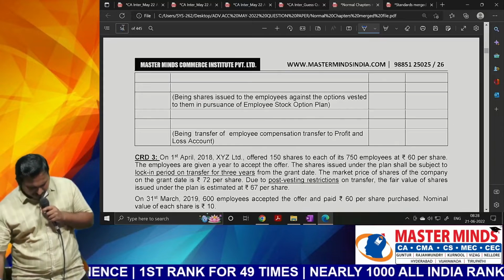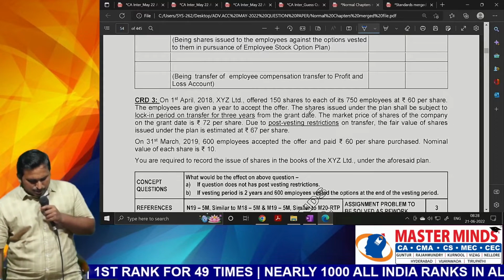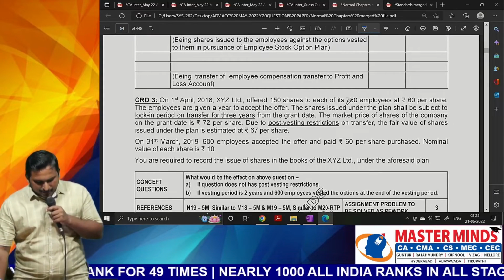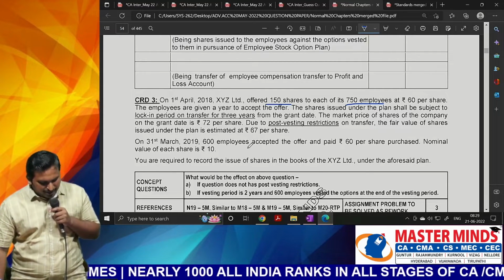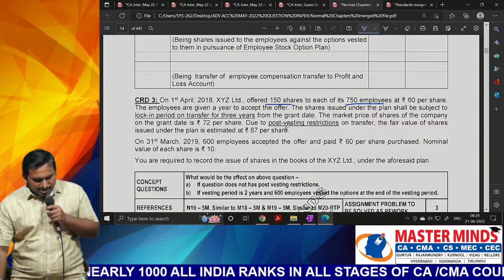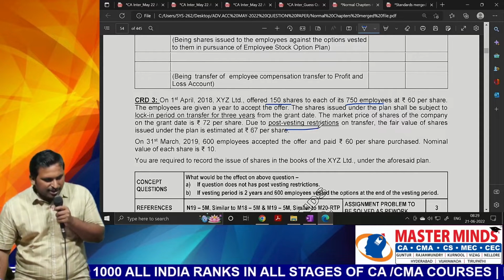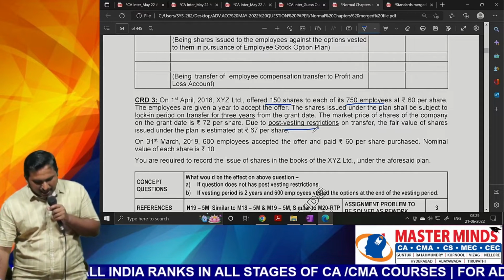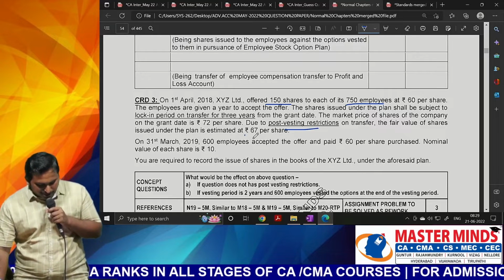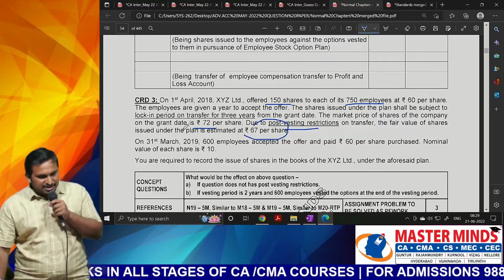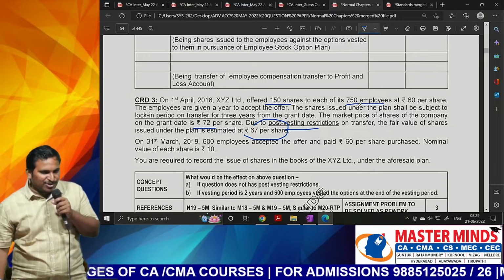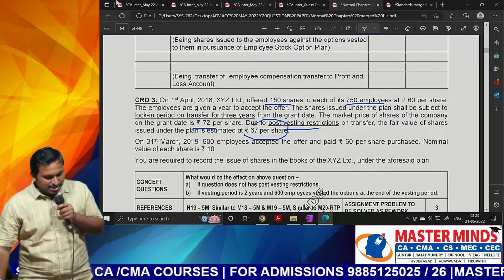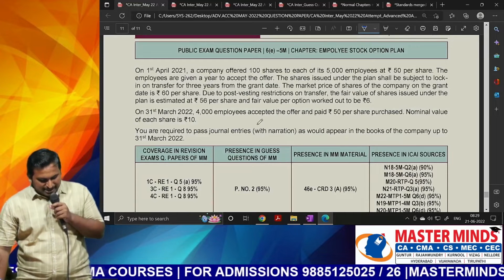Exactly the same question will be there, sir. I hope you remember that CRD3, where we will offer to 750 employees. Within the year only everything will happen, and that too there will be some post-vesting restrictions. Whenever those post-vesting restrictions are there, we'll take that 67 only instead of considering that 72. I think when we were doing revisions, 1 or 2 times I focused on the same question, sir. So it was given for 5 marks, exactly the same.